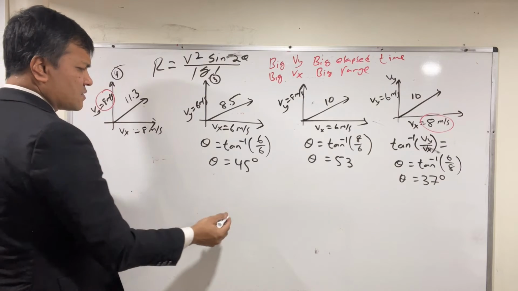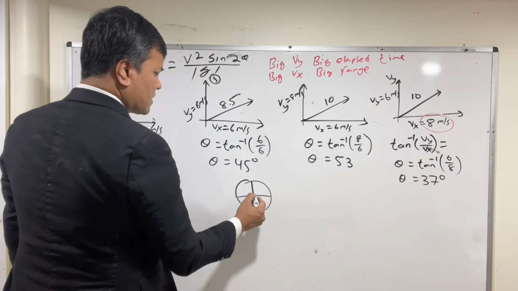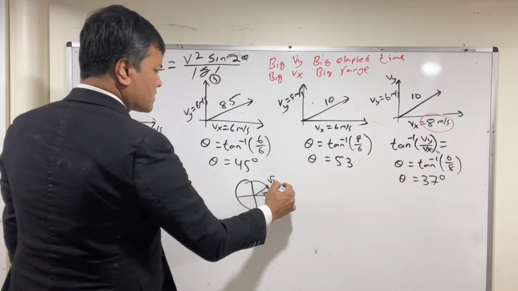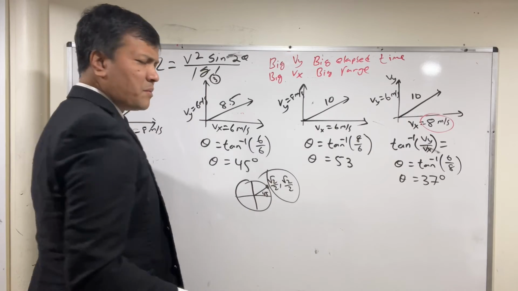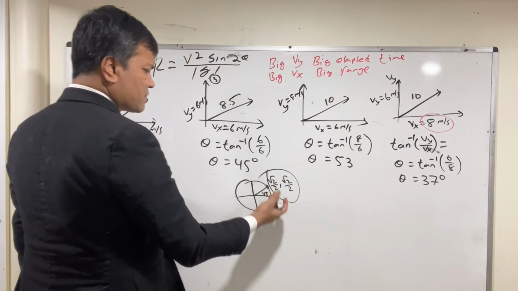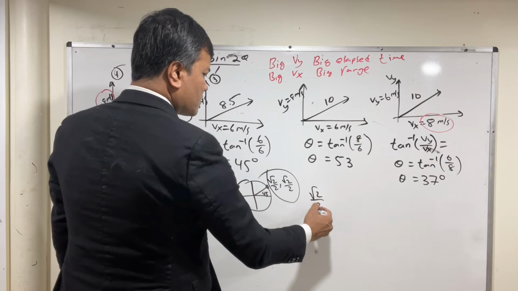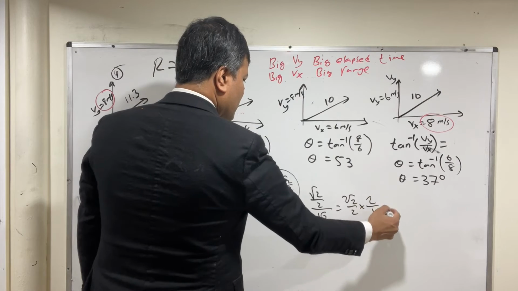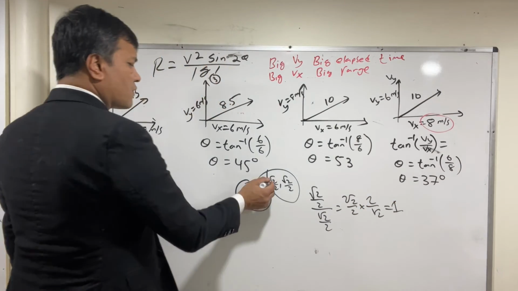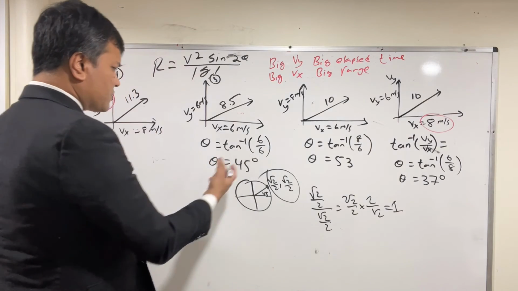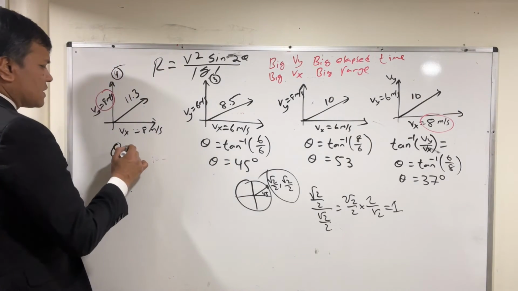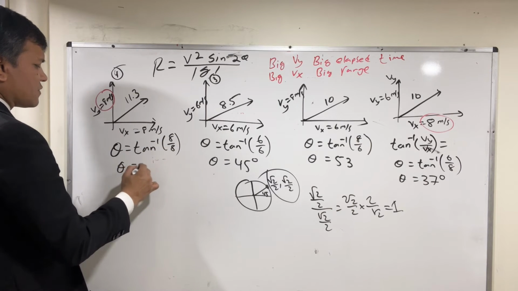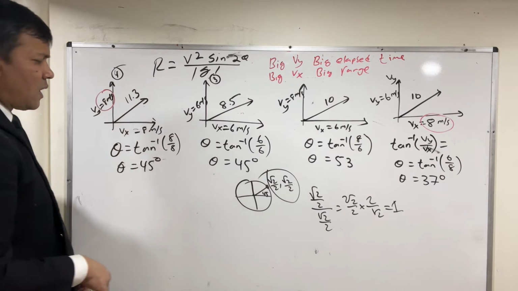And you know that because I gave you the unit circle. At the unit circle, at 45 degrees, this is square root of 2 over 2, and this is square root of 2 over 2. Both components are the same. When both components are the same, what happens? Square root of 2 over 2 over square root of 2 over 2 is equal to square root of 2 over 2 times 2 over square root of 2, and that is 1. So 45 degrees is always 1. Even if you don't have a calculator, you know this is 1. Theta is equal to tangent inverse of 8 over 8, so theta is 45 degrees. Okay, so now we know the angle.